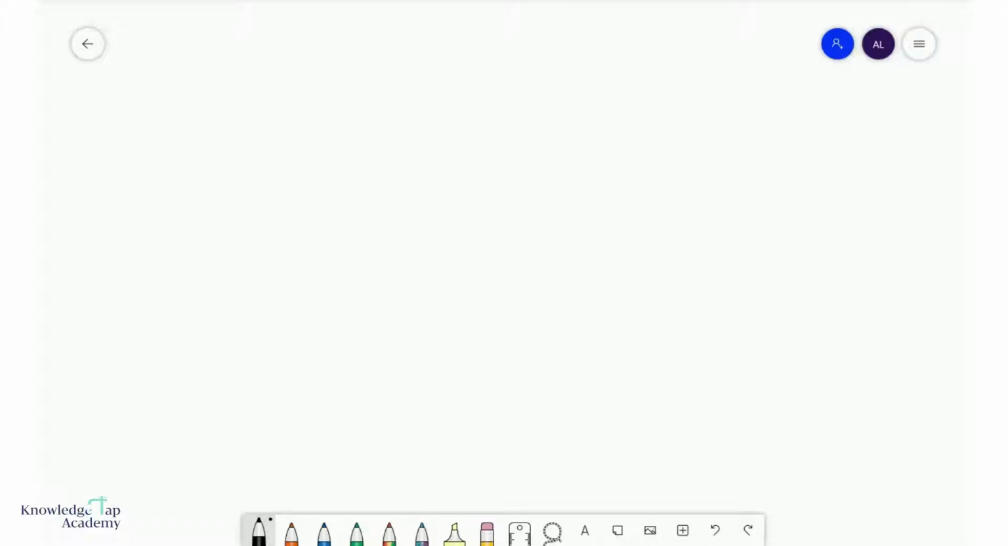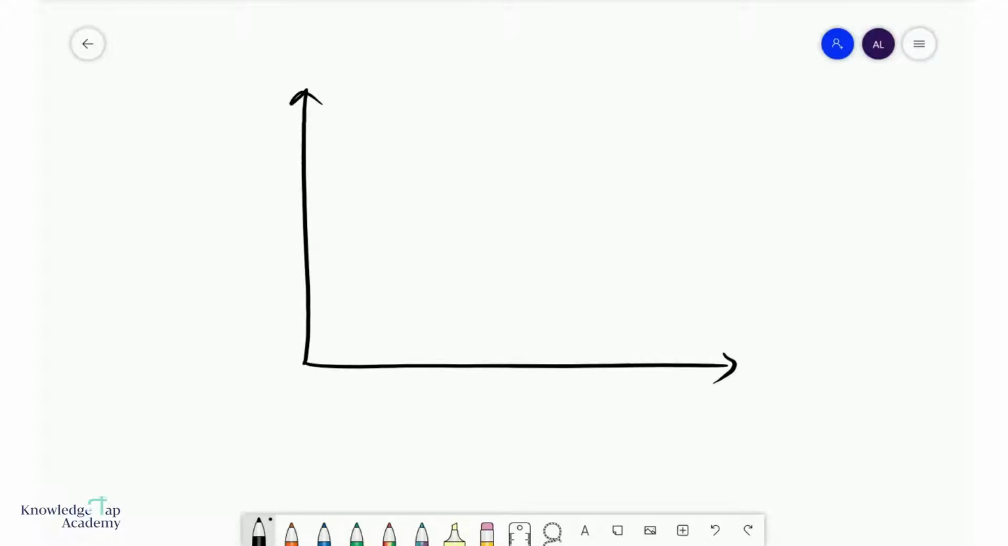Let's begin our discussion of motion graphs. Now, generally in a motion graph, let's just draw one. Okay, this could be, let's use velocity and time as an example. It could look like anything. Let's just draw a nice little graph.